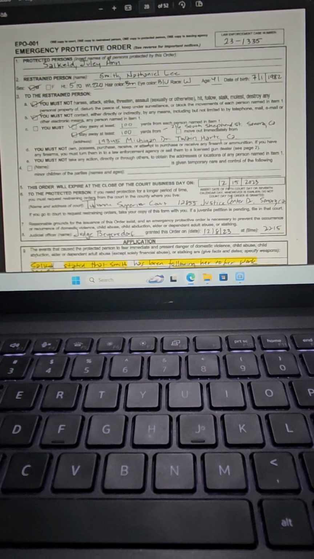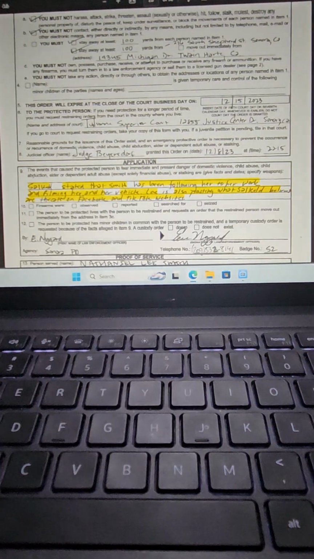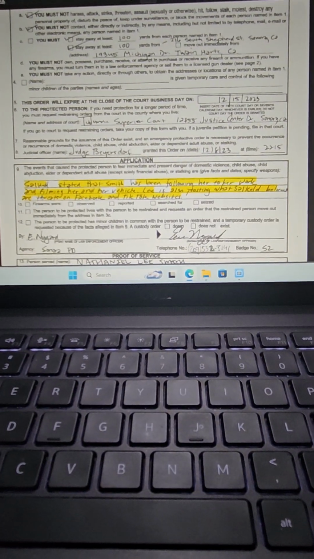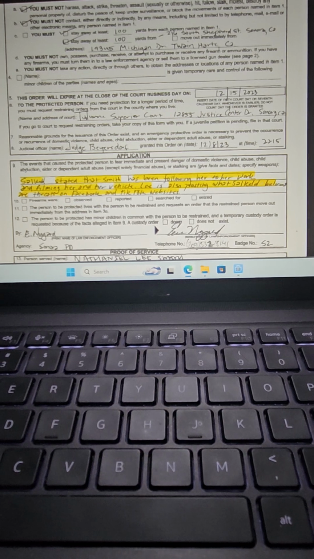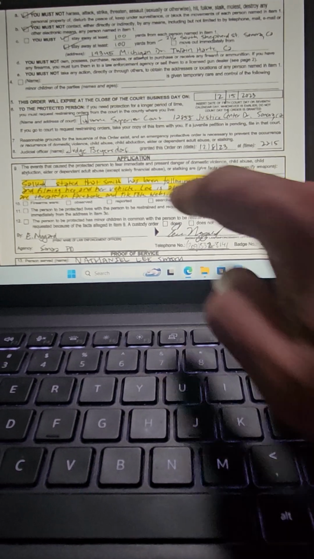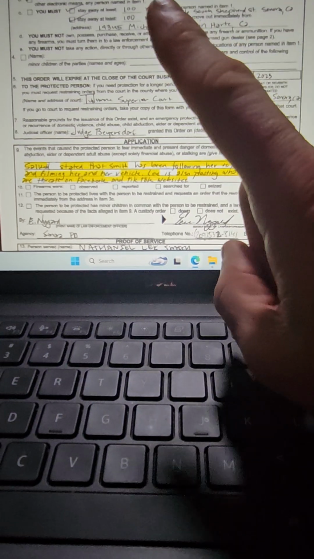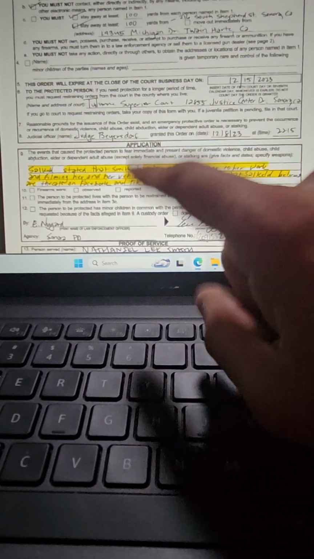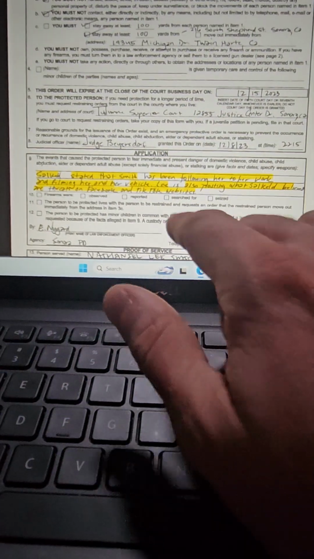Right? Here's her emergency protection order. Sokeld stated that Smith has been following her to her work and filming her and her vehicle. Okay, first of all, I did it one time, and it was from a public sidewalk. I did not follow her to work. I was already down there and decided to film something for a documentary I was putting together.